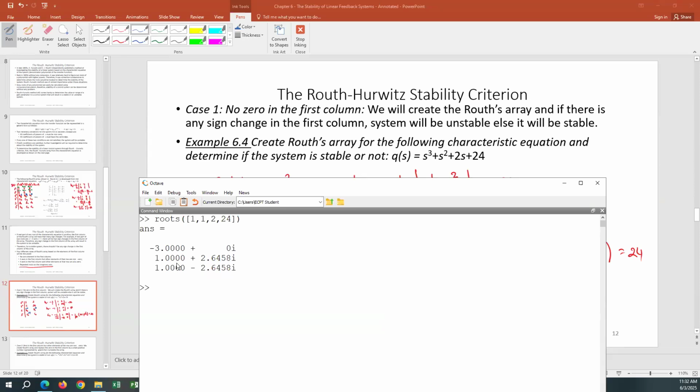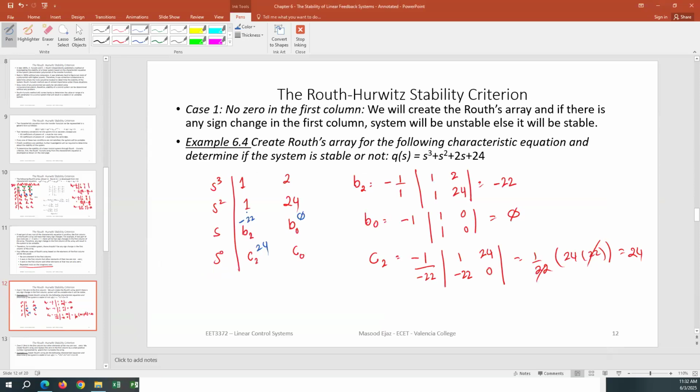And that's what the Routh-Hurwitz criteria told us, that the system is unstable because you have a sign change, and there are two sign changes, positive to negative and negative to positive. That means there are two roots in the right half. Right? And again, as I said, we don't really have to create this array to figure out the stability. We just use the roots function, and we know that the system is unstable.